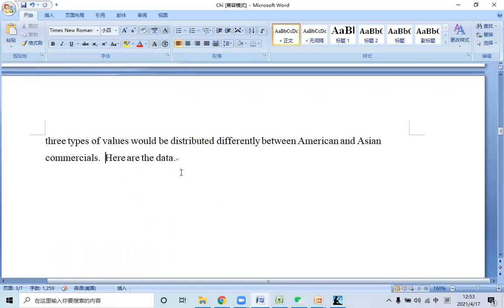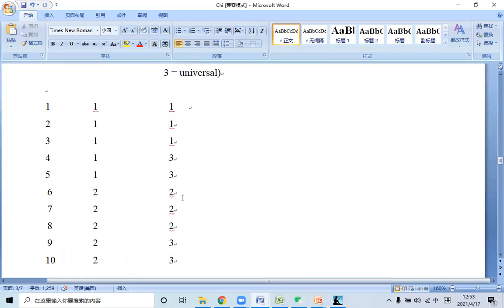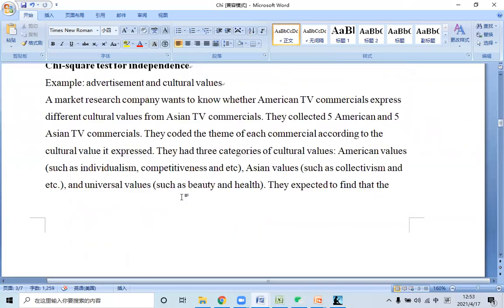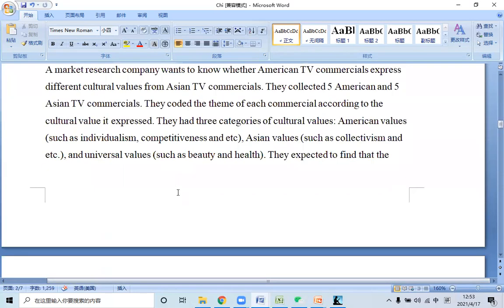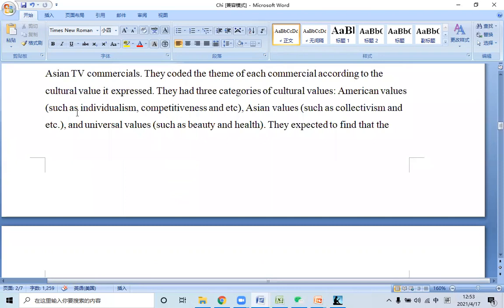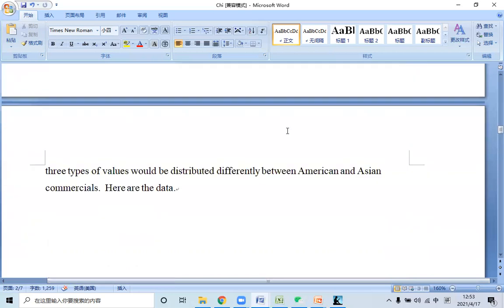In other words, what they are trying to show is that American TV commercials would have more individualistic and competitive values than the Asian commercials. The Asian commercials would have more collectivism values than American commercials. This is what they are trying to show.